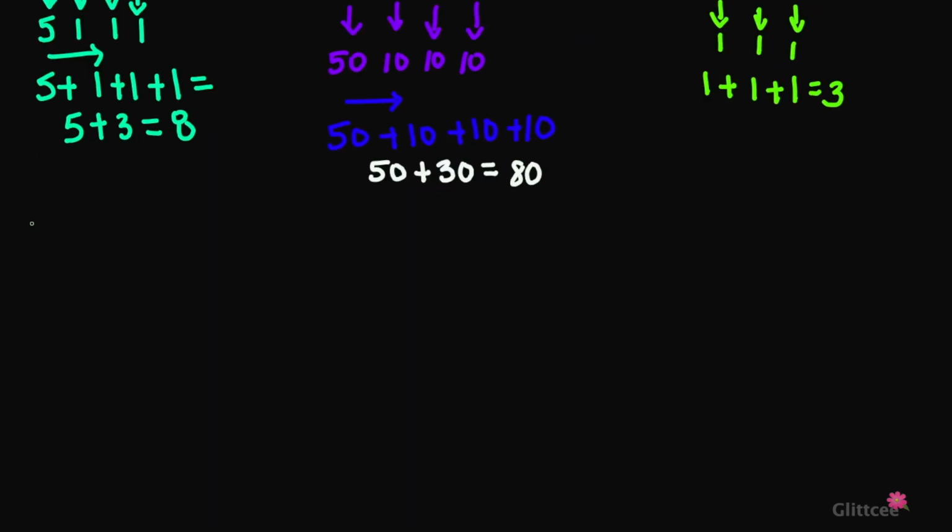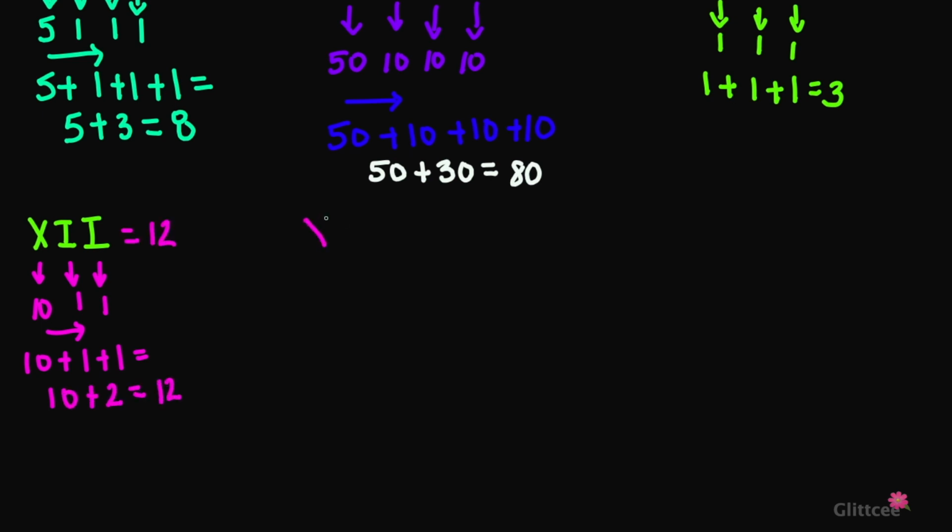So let's try Roman numeral XII. X is 10, I is 1, and then I is 1 as well. I'm going from a big number to a small number, so I'm going to add 10 plus 1 plus 1, and I'm going to get 10 plus 2, and this is going to give me 12.